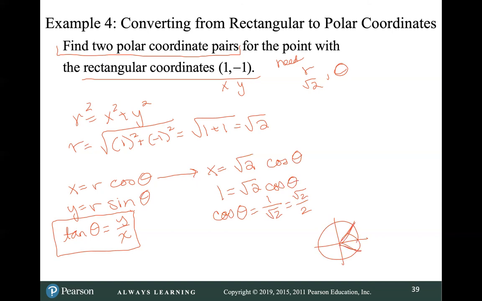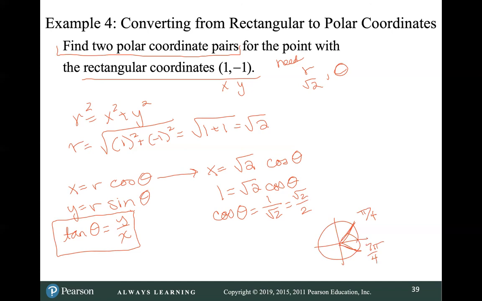Where cosine is the square root of 2 over 2, that's pi over 4 and 7 pi over 4. Okay, now it's not that we get to choose which of those angles. We now have to look back at our rectangular coordinates, right? Because this is what we're looking for. We're looking for the angle to these rectangular coordinates.